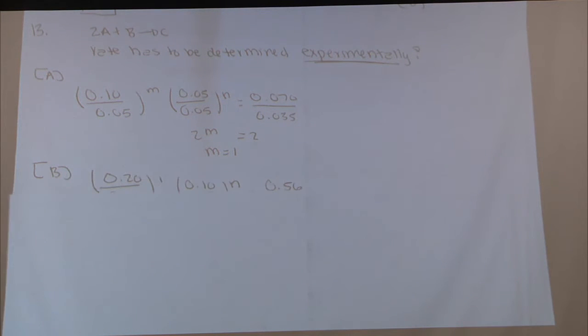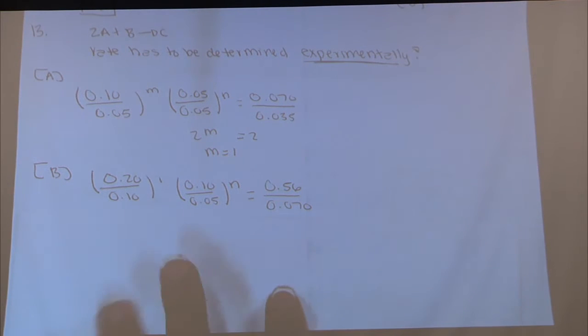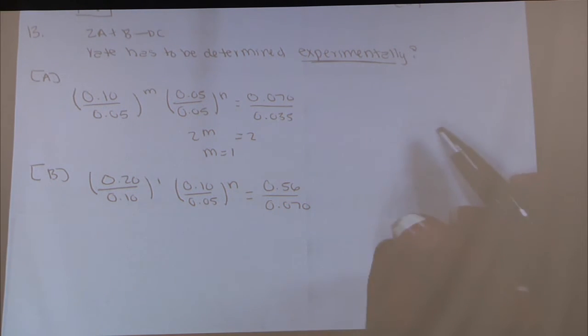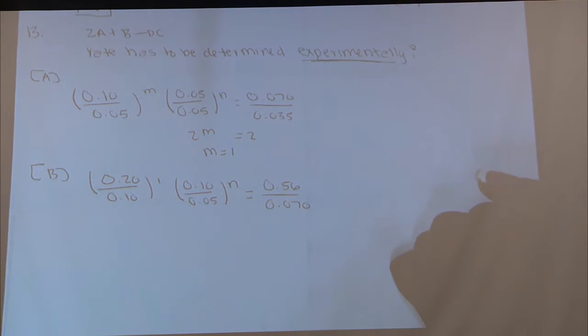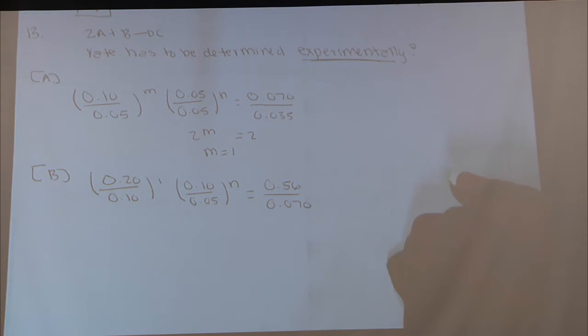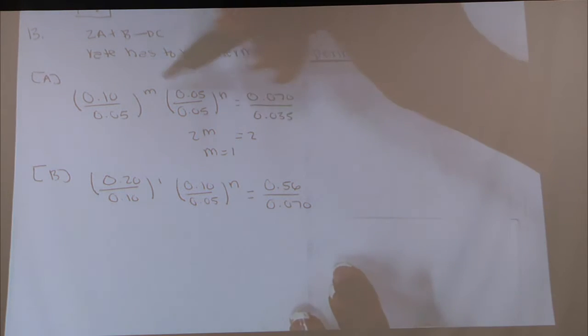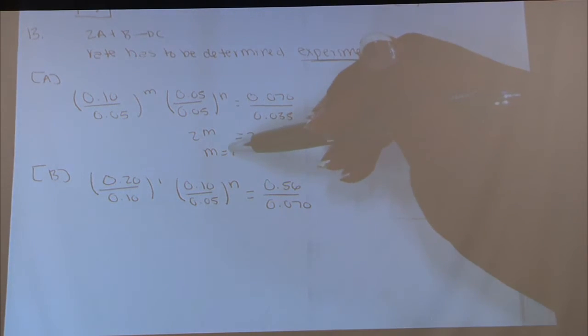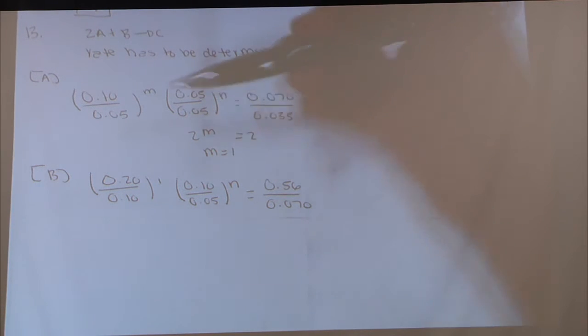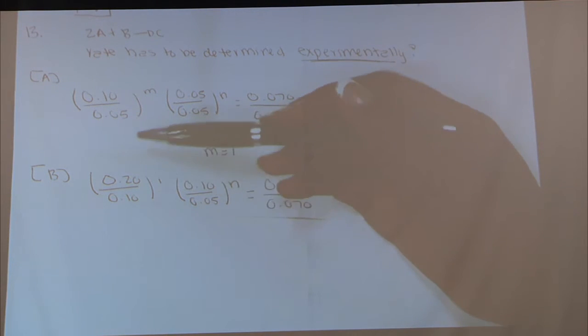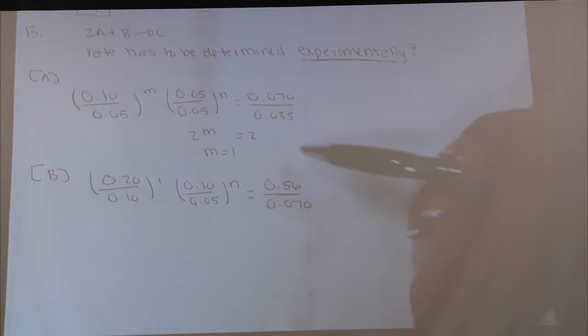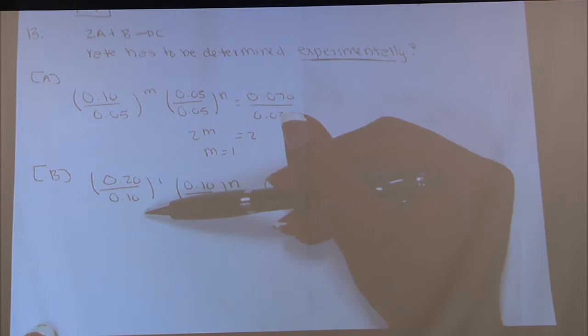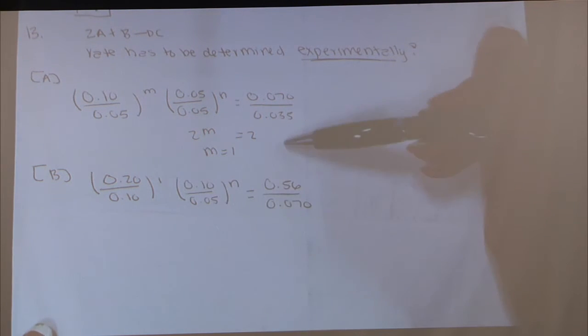And now we have to find the order of B. But if you look back to our tabulated data, there were never two trials where the concentration of A was the same. So we're going to use what we got from this first one. So we knew that the order was first order here. So we're going to take trial 3 and trial 2. I put 3 on top, 2 on the bottom. So I had 0.2 divided by 0.1 raised to the first order, which is what we got from here.